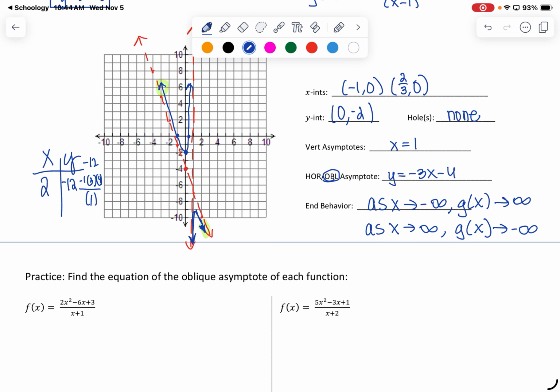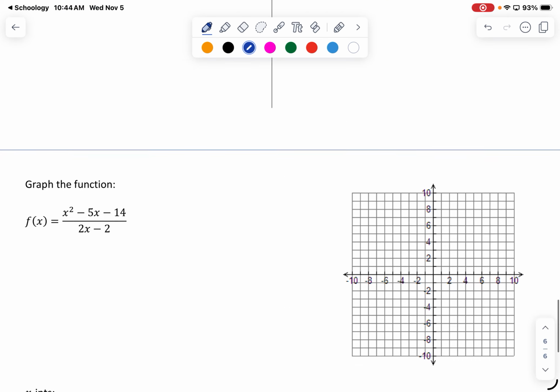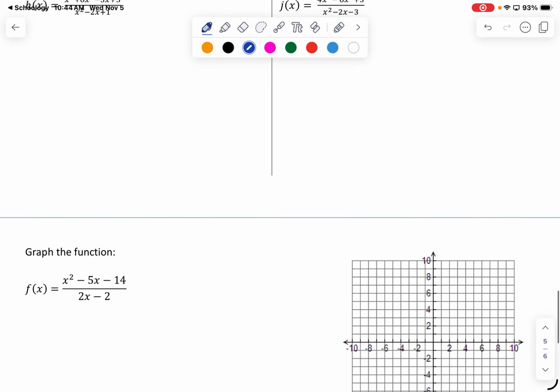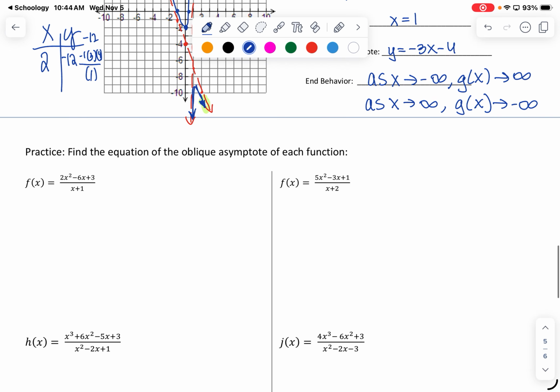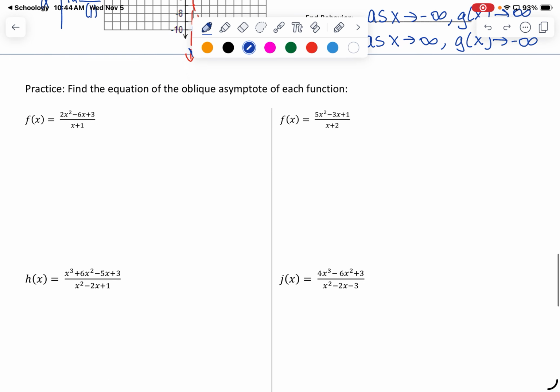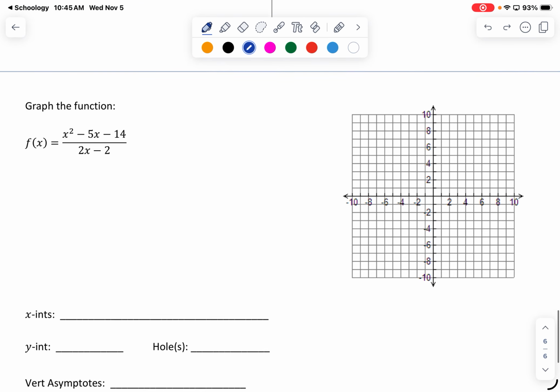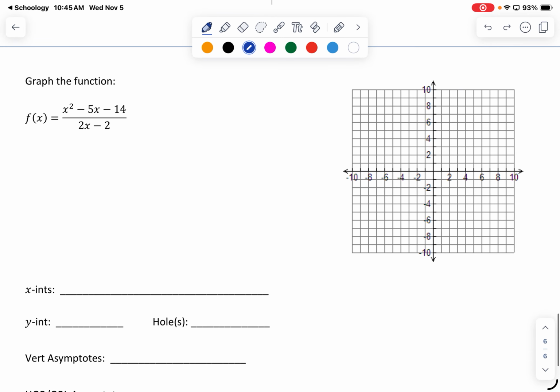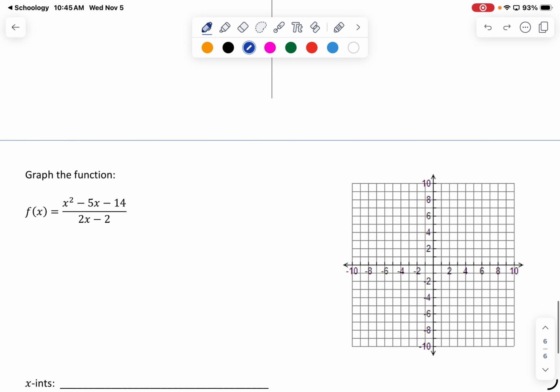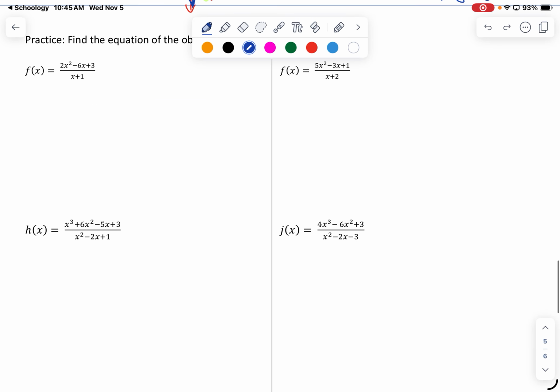All right, at this point, you should pause the video and try these on your own. You can then check the answers with my key in Schoology, okay? I will tell you this right now. On the first two here, this and this, I would use synthetic division. If you want to use long division, you can, but I would use synthetic division. On these two, you have to use long division, okay? And then on this one, it's just practice graphing once again, and it does have an oblique asymptote. So you can try those on your own and then check it with the answer key.